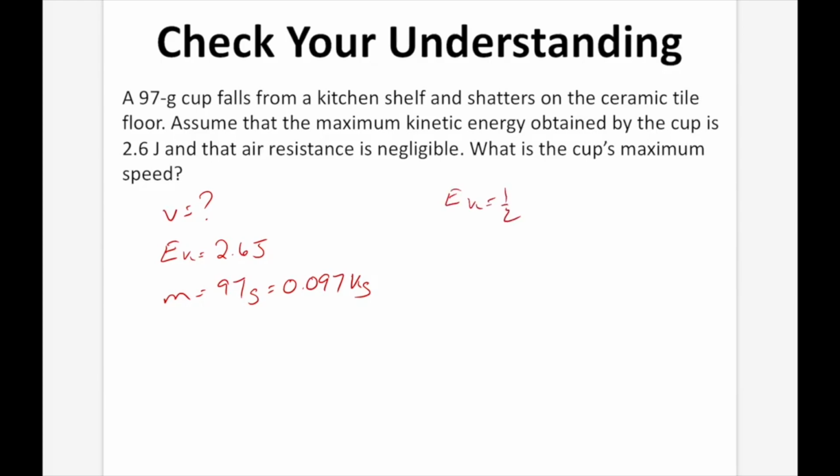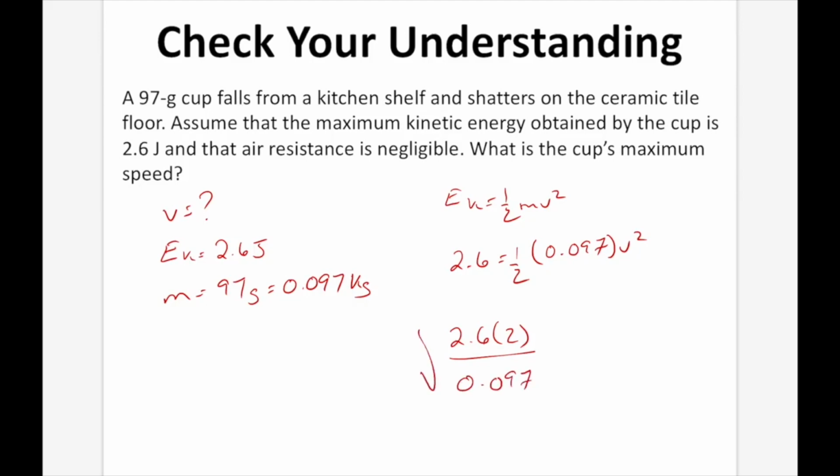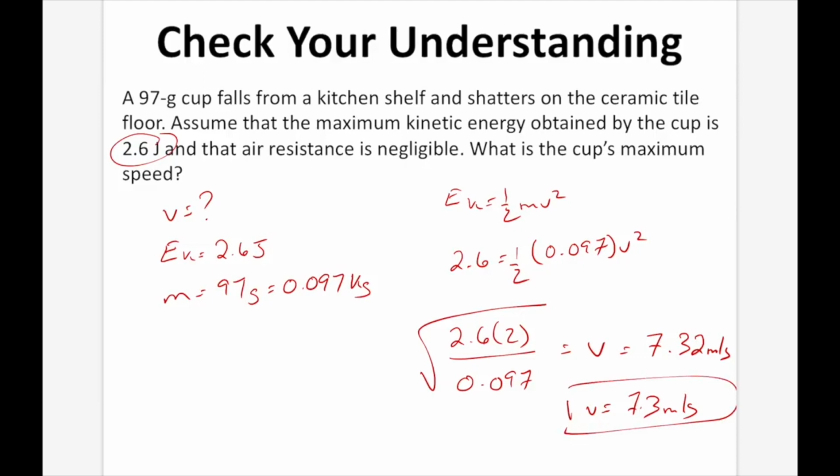EK equals 1/2 mv squared. EK is 2.6, 1/2, 0.097 times v squared. Now we're going to have to rearrange things. We're going to get 2.6 times 2, and we're going to divide both sides by 0.097, and we're going to take the square root of it to find v. And v comes out to be 7.32 meters per second. Now we need to have two sig digs, so our final answer comes out to be 7.3 meters per second. Now there's no direction because we're using energy, which is a scalar quantity.